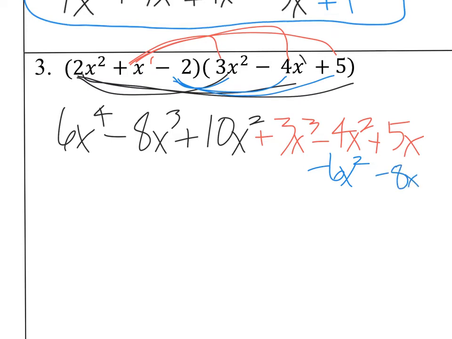And negative 2 times negative 5 would make negative 10. All right? So now we need to combine our like terms. So I have 6x to the fourth. That's the only thing with the fourth power. Now I look at the things with the third power.